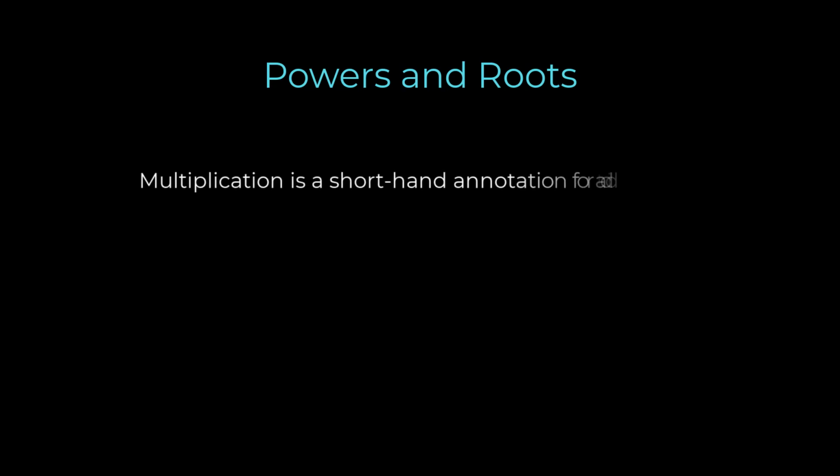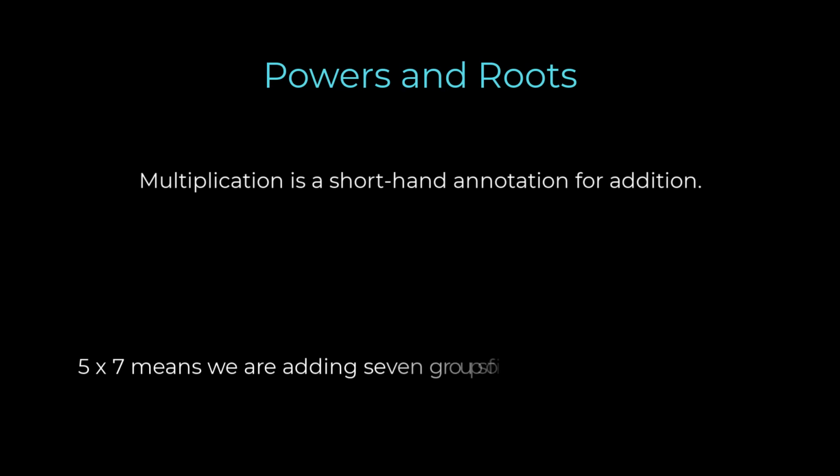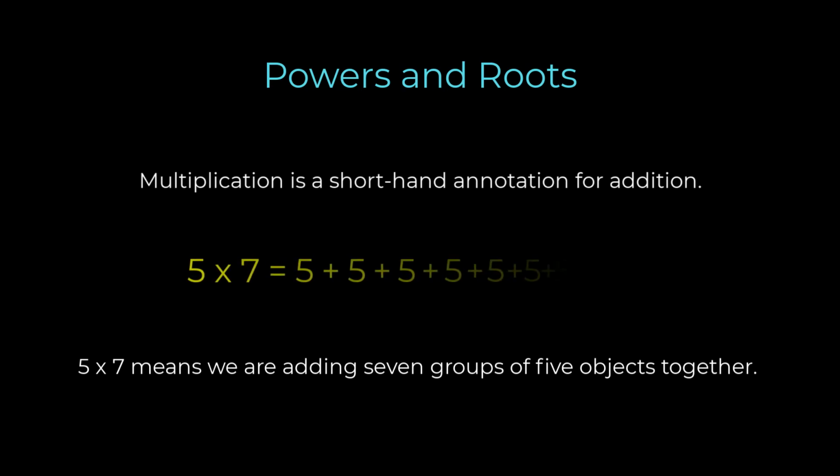First, let's take a small step back to lay out some of the framework for this discussion. Let's talk about multiplication. We can think of multiplication as simply a shorthand for addition. 5 times 7 means that I am adding up 7 groups of 5 objects, or simply adding 5 to itself 7 times. That is, 5 times 7 means 5 plus 5 plus 5 plus 5 plus 5 plus 5 plus 5. Let me count them to make sure. Okay.